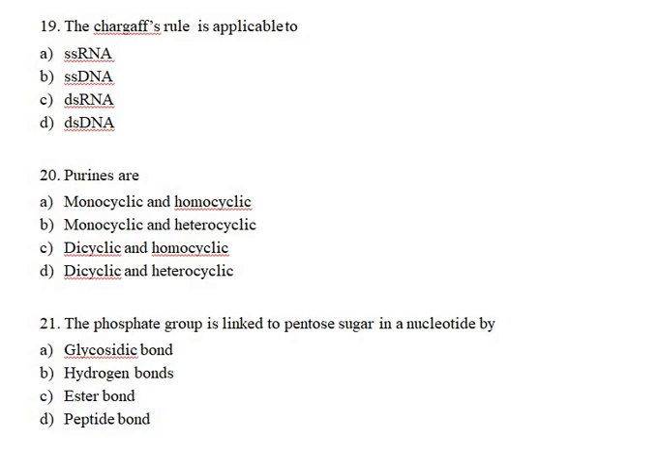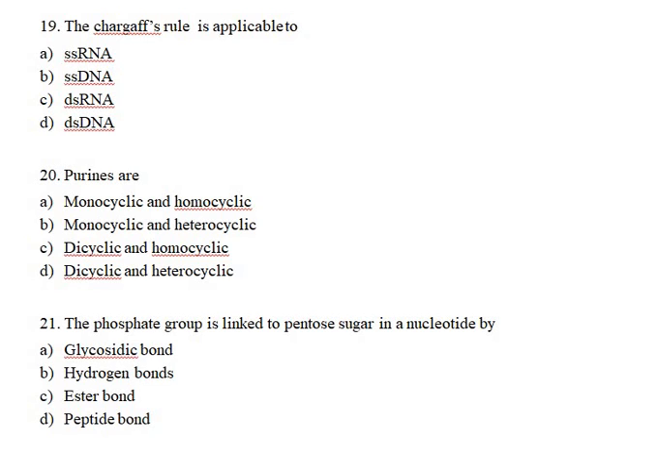Coming to question number 21, the phosphate group is linked to pentose sugar in a nucleotide by option A, glycosidic bond, option B, hydrogen bond, option C, ester bond, option D, peptide bond. So you know that a nucleotide is mainly composed of 3 components. They are sugar, nitrogen base and phosphate.